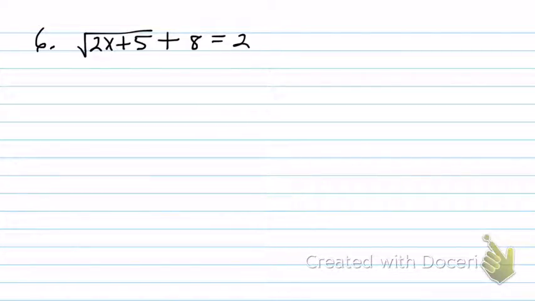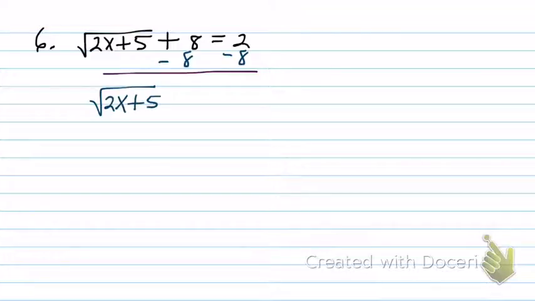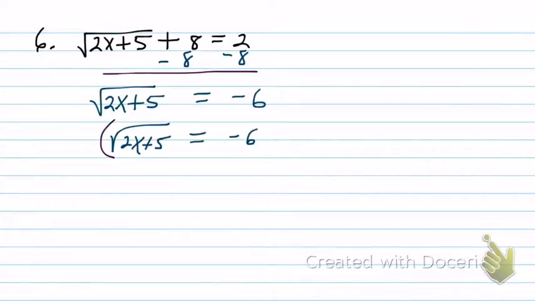And let's see, so in this problem we certainly want to get the radical by itself, so let's subtract 8 on both sides. So look at what we have here. The square root of something equals negative 6. So if you were paying attention here and you saw this negative 6, you know that this has no solution, because we can't have the square root of a number give us a negative number. However, we could go through the process of solving this.